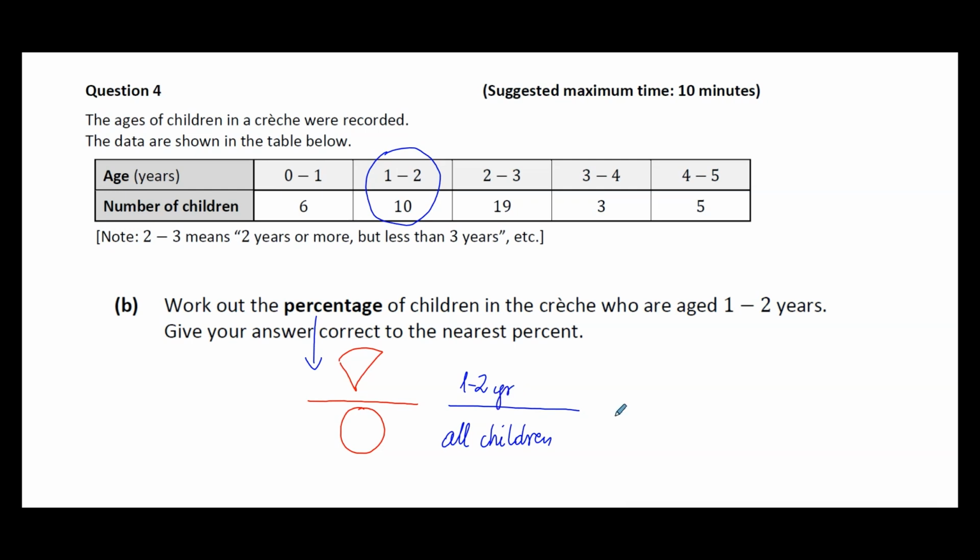Okay, so let's put numbers to that. 1 to 2 years old, we have 10 of them. And then all children, all of those children. So it is 6 and 10 and 19 and 3 and 5. Now, why do we start with the fraction? Because when we put the fraction in the calculator and press equal, what do we get? A decimal.